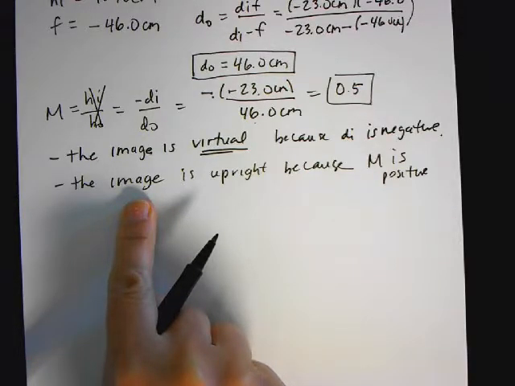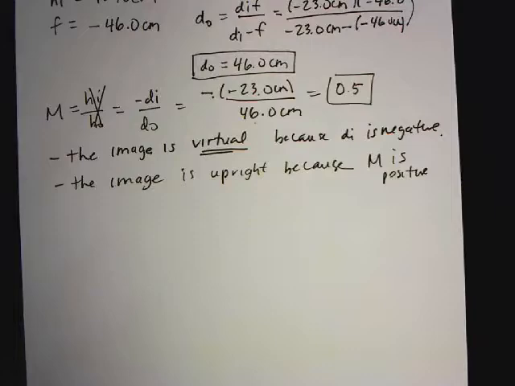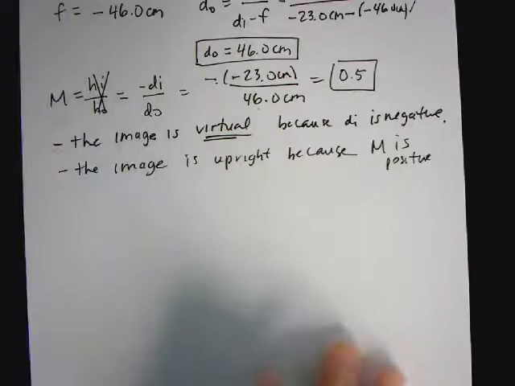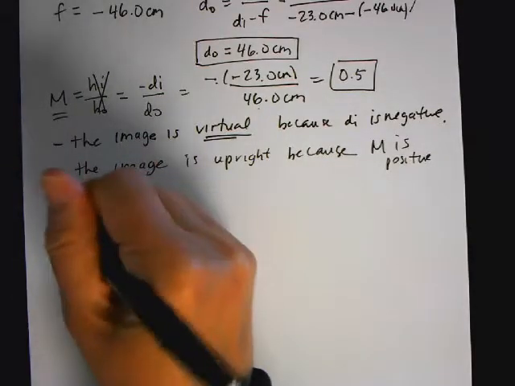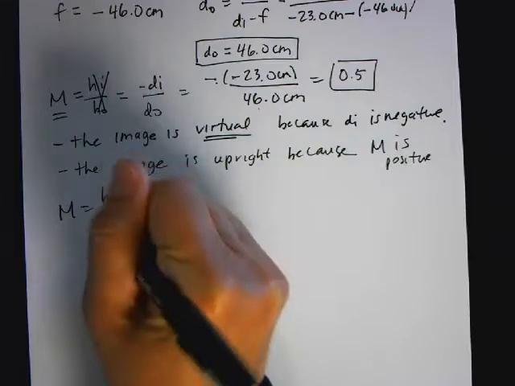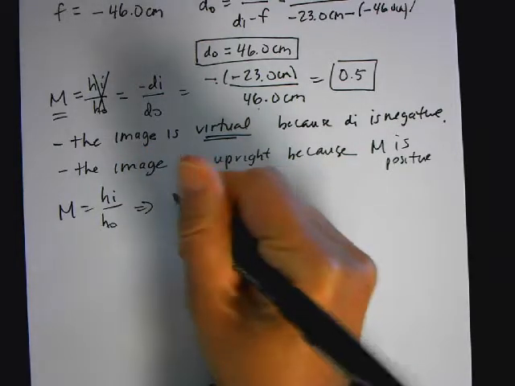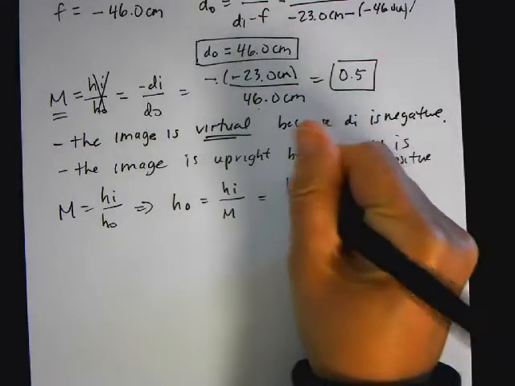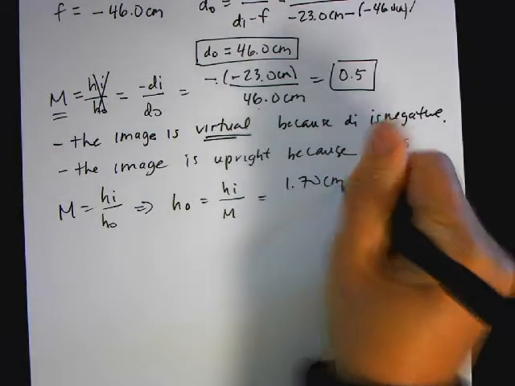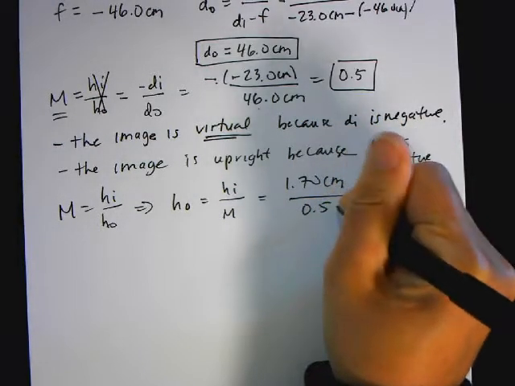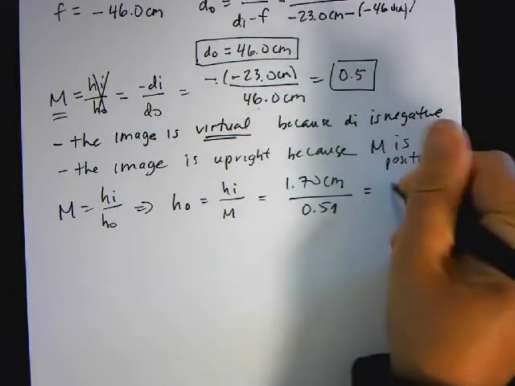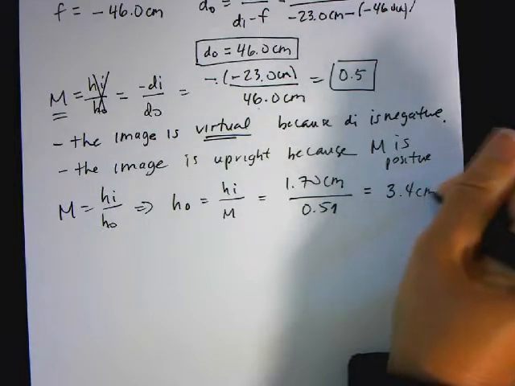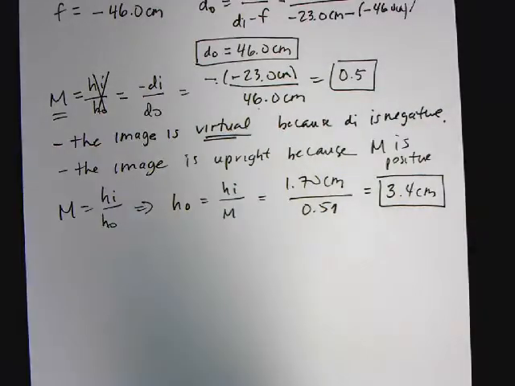And then the last part asked how high is the object. So that's HO. Because I already found the magnification, I'll say M is equal to HI over HO, and I'll rearrange this and say HO is HI over M. So it's equal to 1.70 centimeters divided by 0.5. So the height of the object comes out to be 3.4 centimeters.